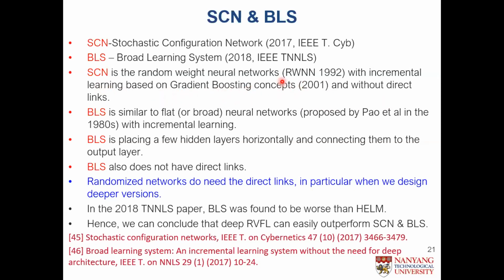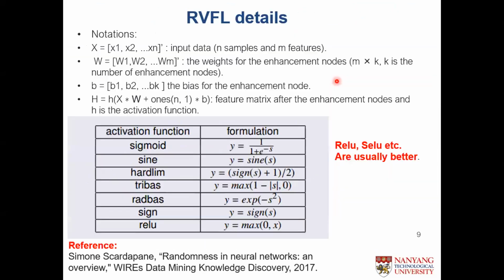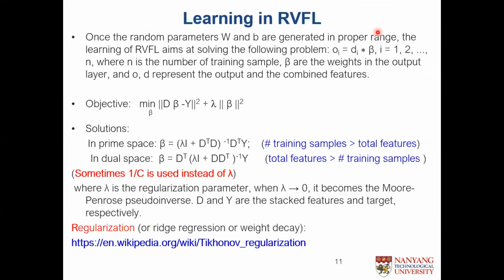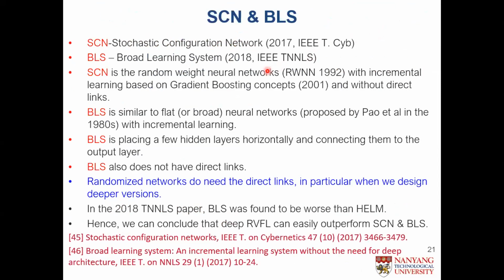And this particular version, random weight neural networks 1992, I am talking about which one? The first one here. So SCN is actually coming from this first randomized neural network from 1992. They take the 1992 version and then add the gradient boosting concept and call this the stochastic configuration network, without direct links.